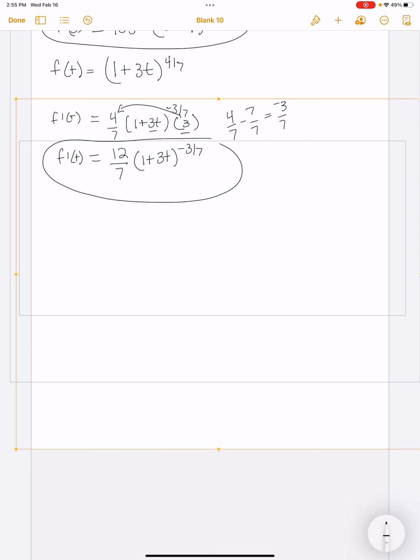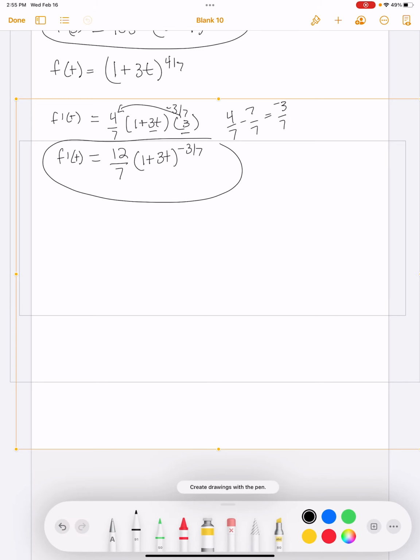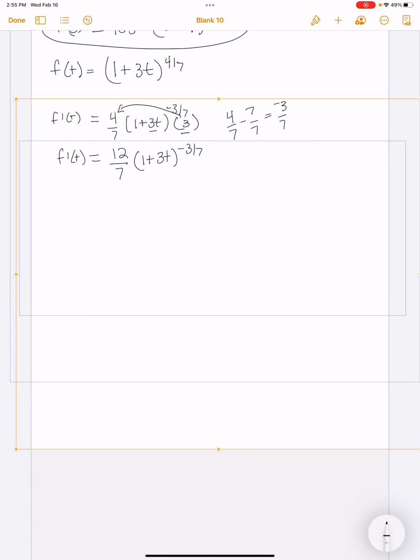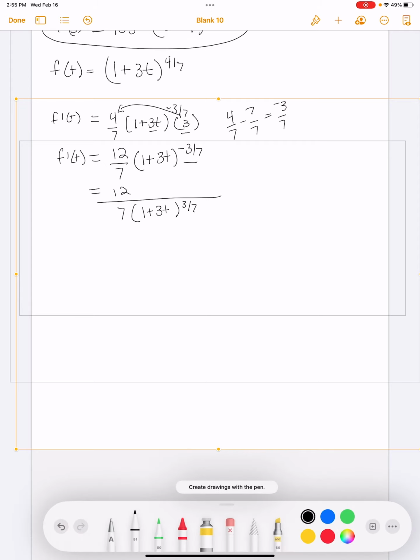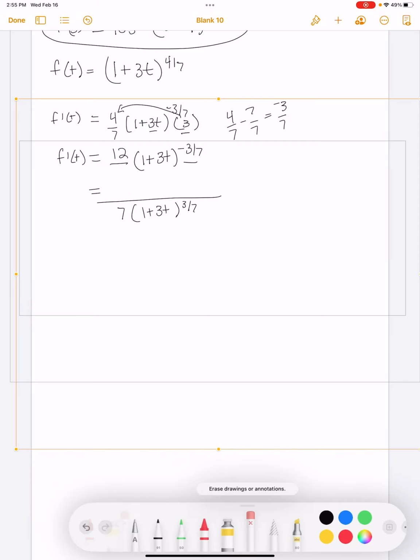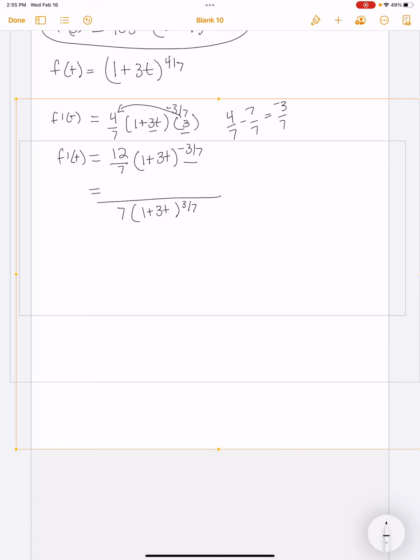Oh, you know what? We could also do this. Since this exponent is negative, we could just put it in the denominator and make it positive, because that's all that means, right? If we were to bring it up top, it would just be a negative 3/7. So we'll just go ahead and leave it. Either one of these is fine, but we'll do it like that. Okay.